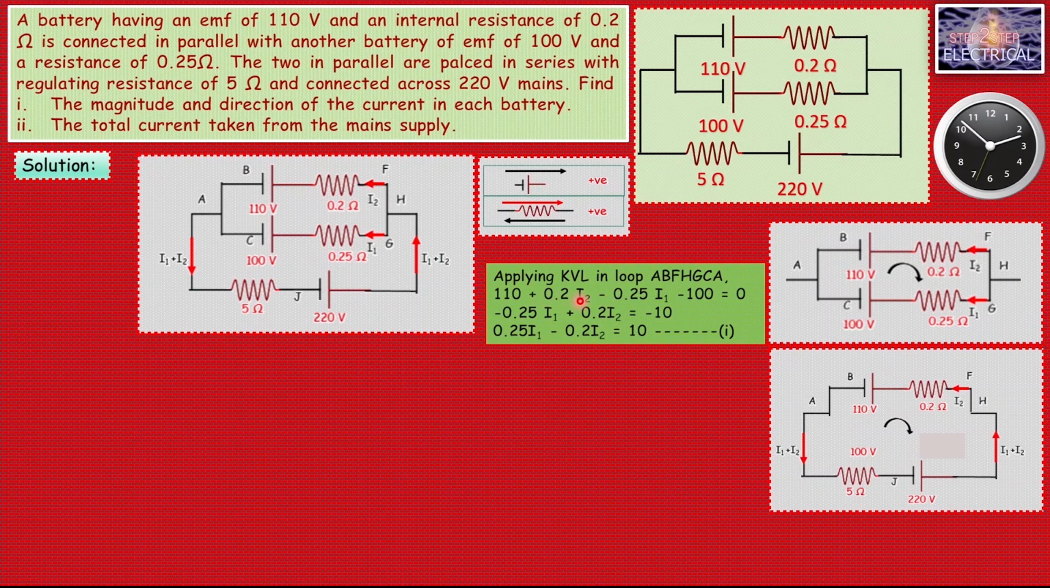So it is 0.2 I2 and positive, but this 0.25 I1 is negative. Why? Because the direction of assumed current I1 and the direction of movement are both in the same direction. That's why it is negative. On simplifying we get 0.25 I1 - 0.2 I2 = 100. This is our first equation, and now we will write the KVL equation for the second loop.